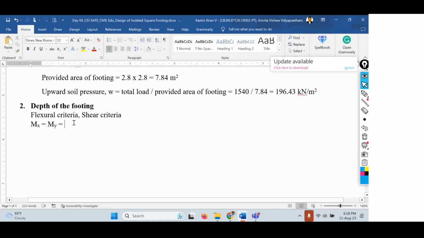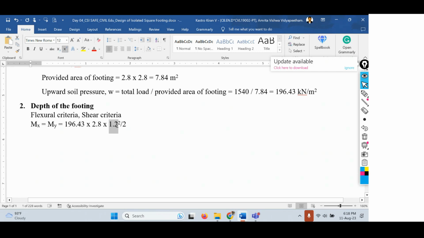So moment along x or moment along y, that is Mx equals to My equals to upward soil pressure, that is 196.43 into the side of the footing, that is 2.8, into the distance, that is 1.2 square divided by 2. So this is the formula. Okay, 1.2 square divided by 2.